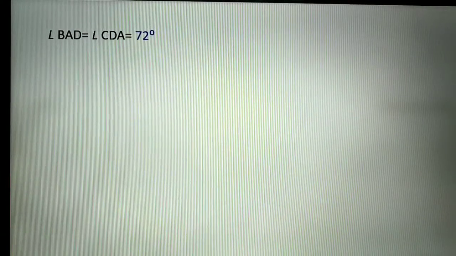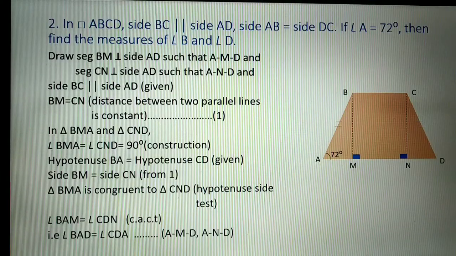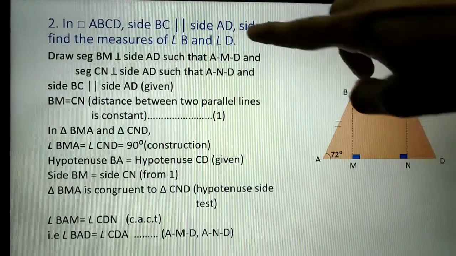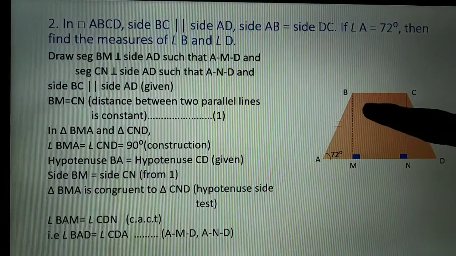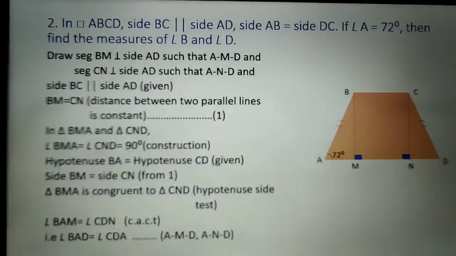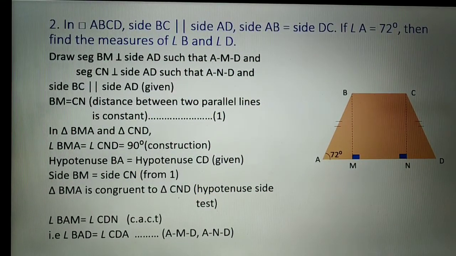Now what else are we supposed to find out? We got angle D, which we have been asked. Now we will find out what is angle B. So I need to find out what is angle B here. Okay, so how do I get that?